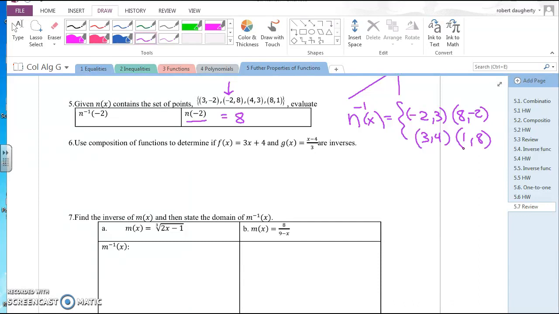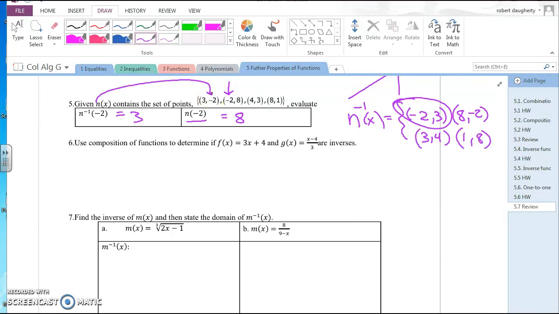So n inverse of -2 is going to be 3, because when you plug -2 into the inverse, you're going to get a 3. Another way of looking at it: remember, the inverse changes the role of x and y. So if you're looking for this -2, it's getting plugged into the y value. So n inverse of -2 is 3.